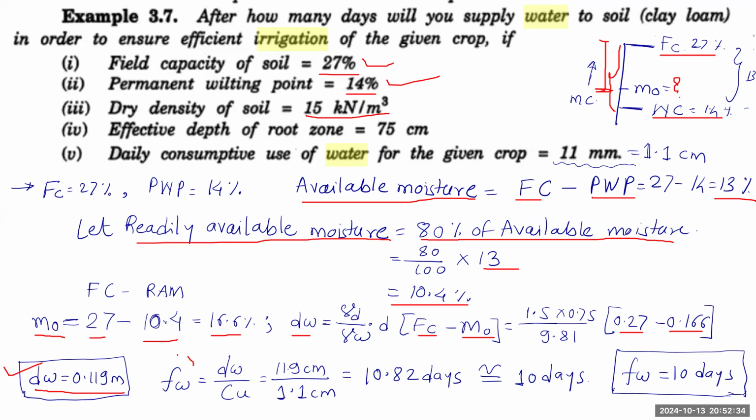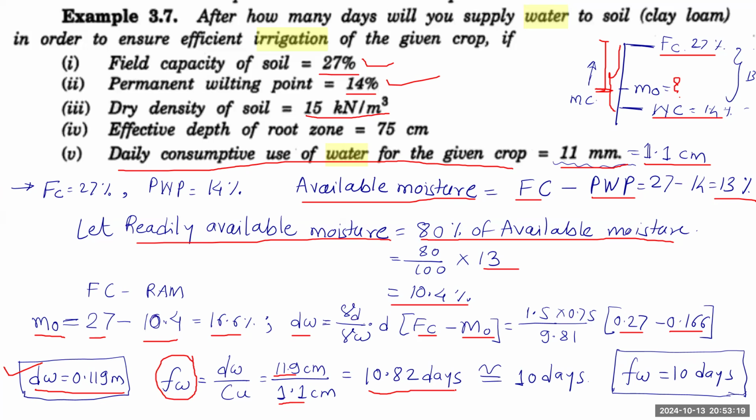Now we know that the formula for frequency of irrigation is dW upon Cu. dW is 11.9 centimeters and Cu is mentioned in the problem: daily consumptive use of water for the given crop. It is 11 mm. So 11 mm is converted into centimeters, and dW, which is in meters, is also converted into centimeters. So 11.9 centimeters upon Cu 1.1 centimeter. So frequency of irrigation is worked out as 10.82 days.